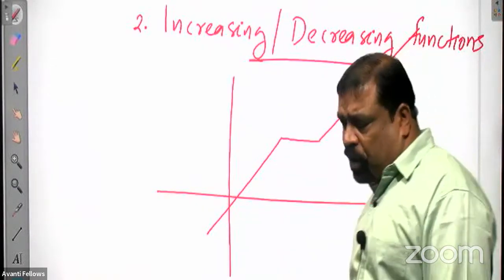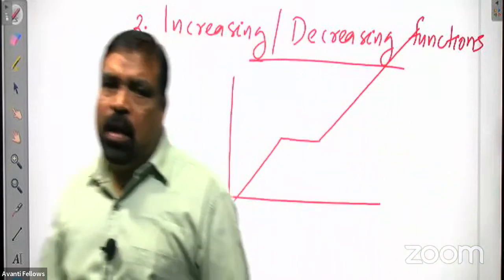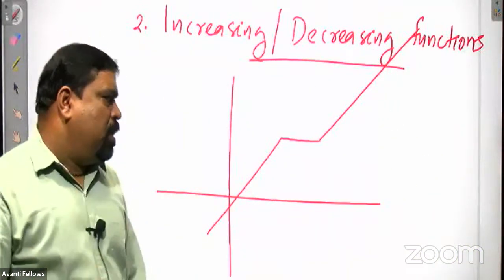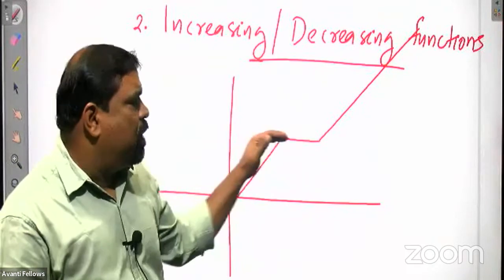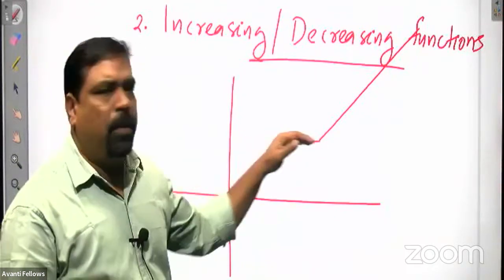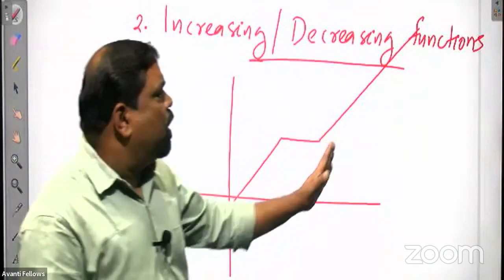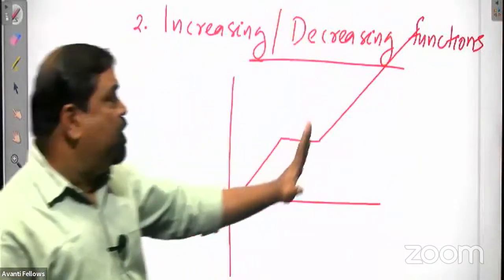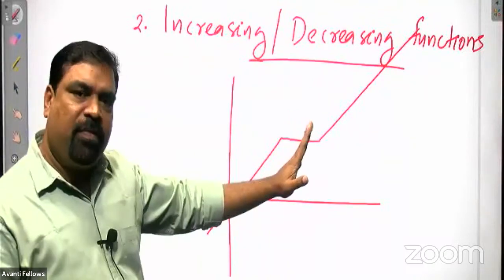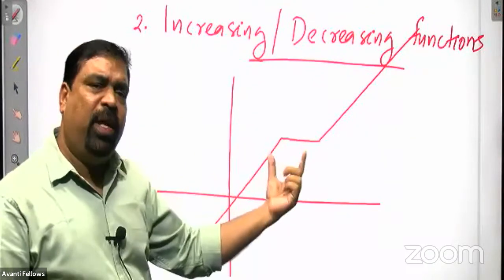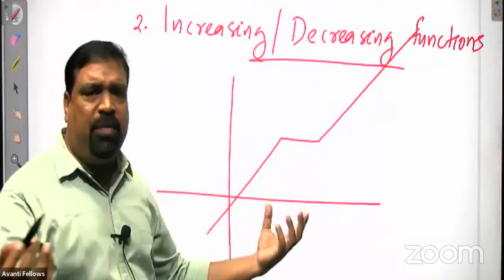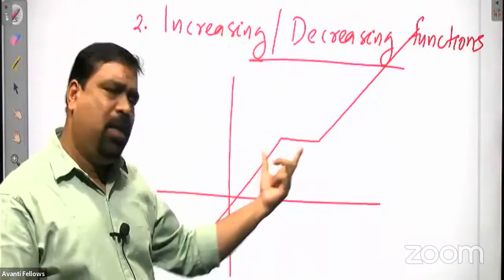Okay, it is not strictly increasing everywhere. After some stage, again it becomes stable, constant, meaning no change at all. Then after some time, again it is increasing. So if the graph is of this nature, then we say that it is only an increasing function. There is not much difference, but this is the difference.